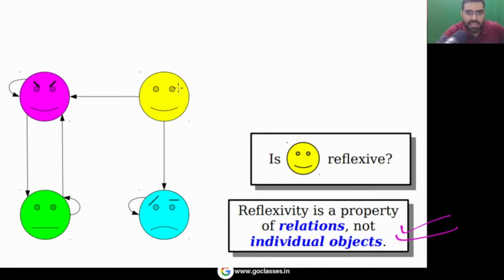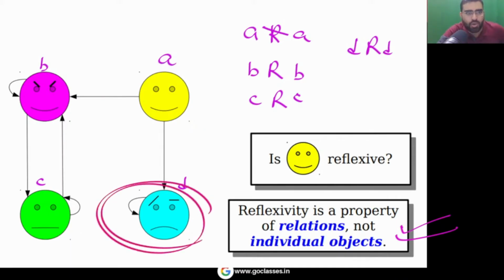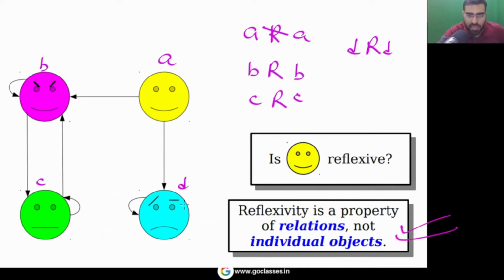Yes, you can say that this is not related to itself. For example, if I say this is A, this is B, this is C, this is D, then A is not related to A, B is related to B, C is related to C, D is related to D. This is fine. But for a particular element, you cannot say that it is reflexive. Reflexivity is a property of relation, not of an individual object.